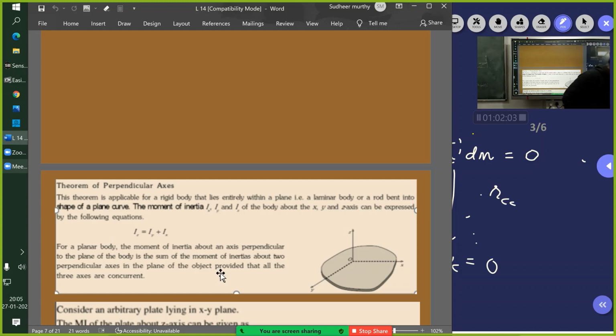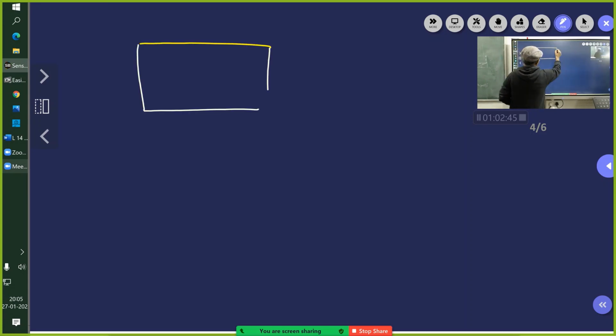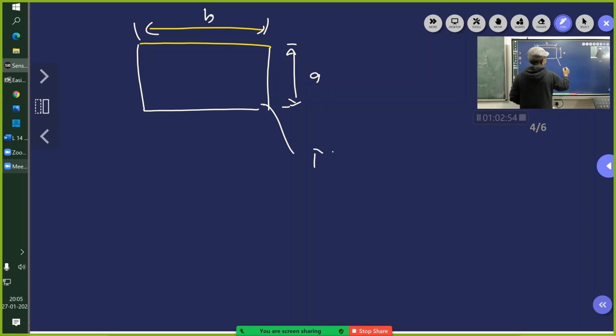Now, can anybody explain this? How will you illustrate the use of this perpendicular axis theorem? So this is a planar body. Come on, somebody. Now supposing I give you a planar body. So this length is a and this length is b. Mass is M. I give you these things. Now demonstrate the use of the perpendicular axis theorem for this.